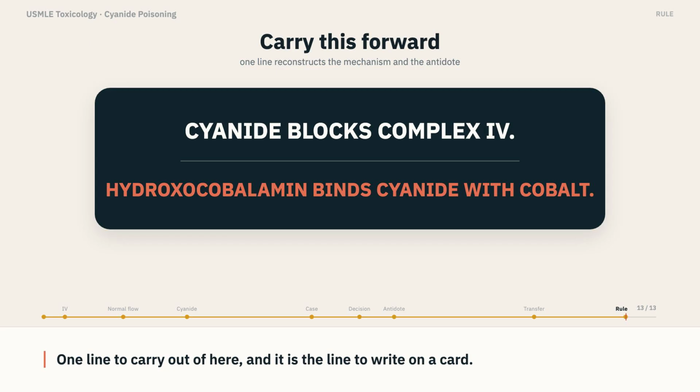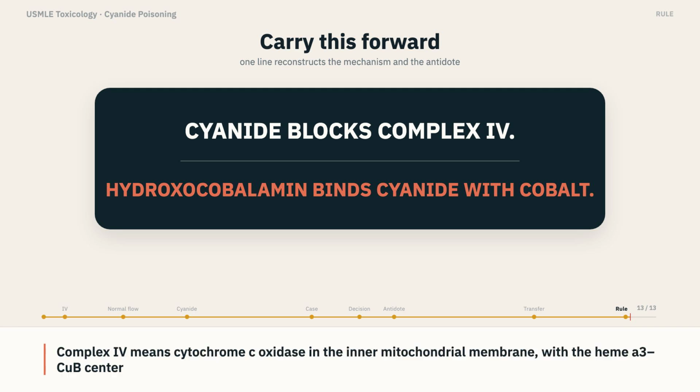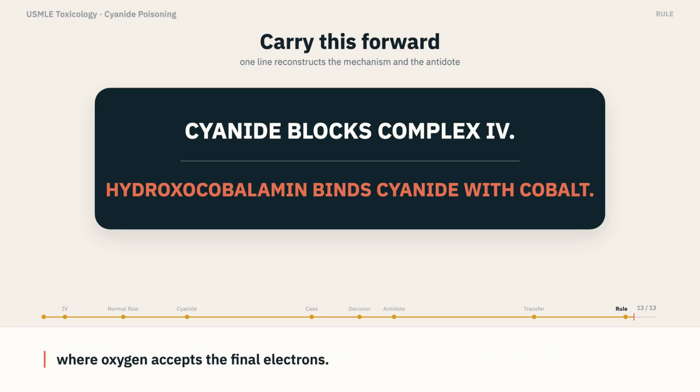One line to carry out of here, and it is the line to write on a card. Cyanide blocks complex 4. Hydroxocobalamin binds cyanide with cobalt. Unpack it whenever you need the rest. Complex 4 means cytochrome c oxidase in the inner mitochondrial membrane, with the heme a3 copper B center where oxygen accepts the final electrons. Blocking it creates histotoxic hypoxia.